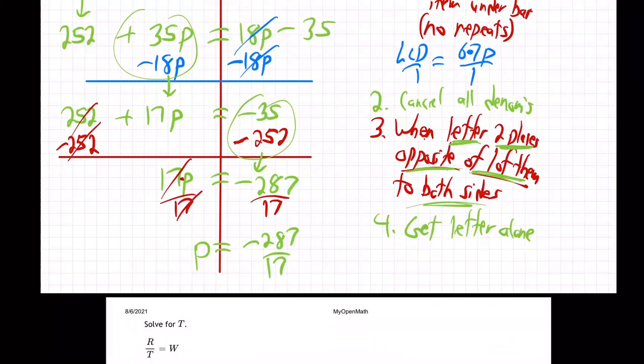I tried dividing, and when I divided, it gave some ugly decimal. So then just leave it like this. That's our final answer. We're just done right there.